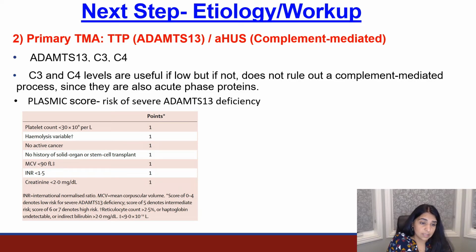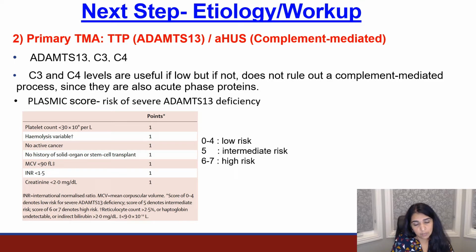If there is hemolysis evident, 1 point is assigned to it. If there is no history of active cancer or no history of solid organ or stem cell transplant, each of them gets 1 point. Similarly, MCV less than 90 is awarded 1, INR less than 1.5 is given a point, and creatinine of less than 2 is given a point. And the way this is scored is that patients who score anywhere from 0 to 4 are considered low risk for TTP, versus patients who have scored between 6 to 7 are considered high risk for TTP.